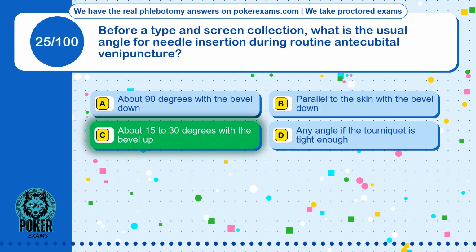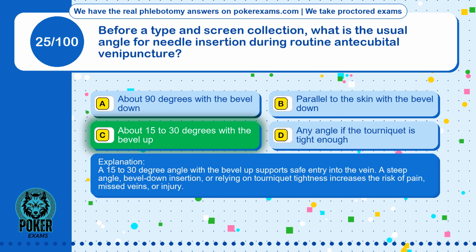About 15 to 30 degrees with the bevel up. A 15 to 30 degree angle with the bevel up supports safe entry into the vein. A steep angle, bevel down insertion, or relying on tourniquet tightness increases the risk of pain, missed veins, or injury.